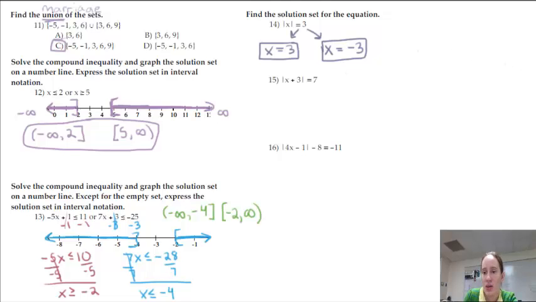For 15, though, we'll have to do just a little bit of work. Since this is by itself already, we have to split it up. So we say x plus 3 equals 7, but also we have x plus 3 equals negative 7. So we subtract 3 from both sides, and we get x equals 4. Subtract 3 from both sides, and we get x equals negative 10.